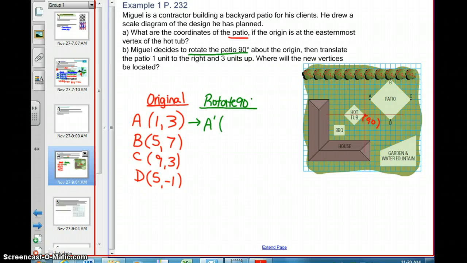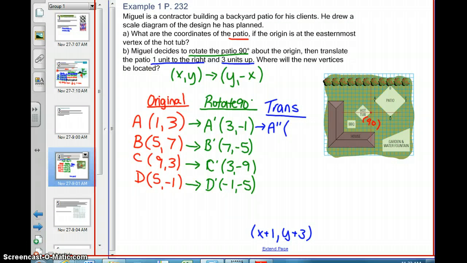So we now need to rotate each of these 90 degrees. Remember that when you rotate 90 degrees, your x and y coordinate changes to y and negative x. So for A, it's going to become 3 and negative 1. Go through then all of the next rotations. Then our last step, it says to move 1 unit to the right and 3 units up.